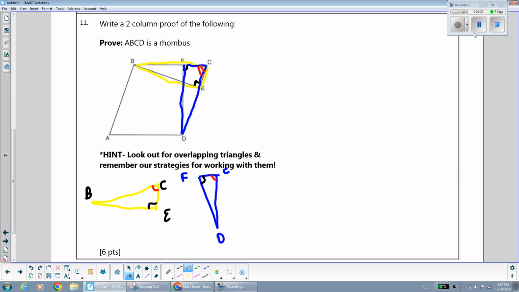And in the givens, they also give us one more piece of information that I am forgetting to put in. They do also tell us that CE is congruent to CF. So here's CE and here's CF. And that's all we need for ASA. Once we have ASA, we can CPCTC, BC and CD. And then we can say that ABCD is a rhombus because consecutive sides are congruent.